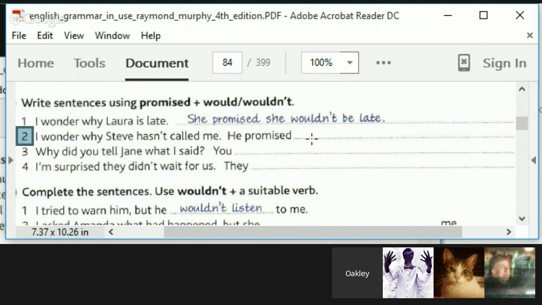I wonder why Stephen hasn't called me. He promised he would have called. You can just say he promised he would call. Would call. Okay. He has not called me. He promised he would call. You don't need to say he promised he would have called.